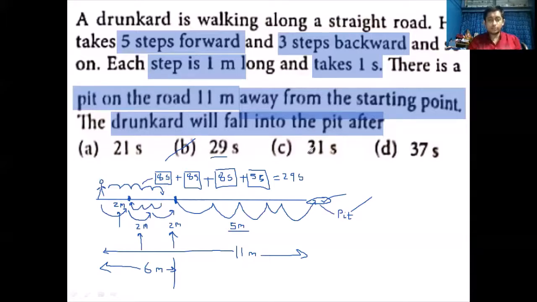Simple. So this was a very unique question in which they told that the drunkard is taking 5 steps forward and 3 steps backward. So the net displacement that the drunkard makes for every 8 steps, in which 5 is forward and 3 is backward, the net displacement is of 2 meters. So ऐसा कर करके after 6 meter का distance, when the drunkard further makes 5 steps forward, he falls in the pit. So the total time taken by the drunkard is 29 seconds. Right. Let's move on to the next question.